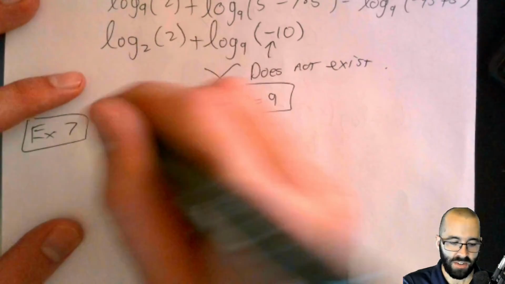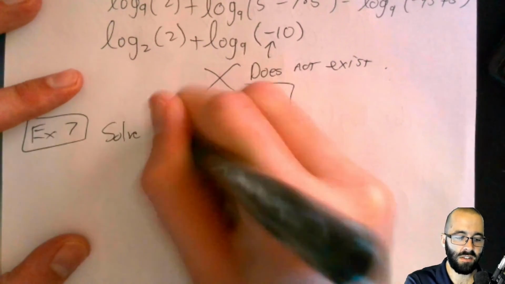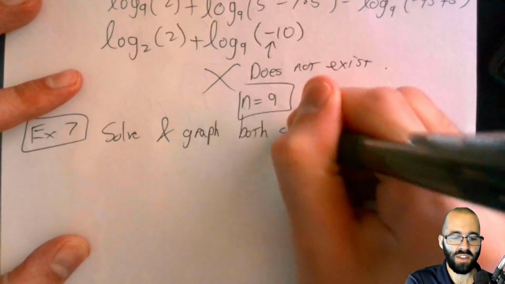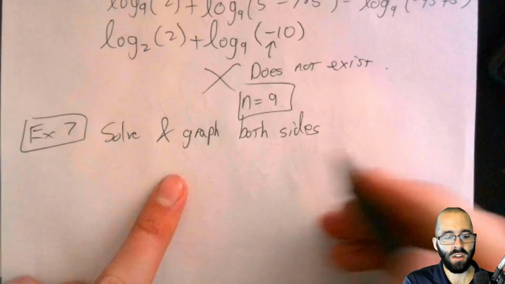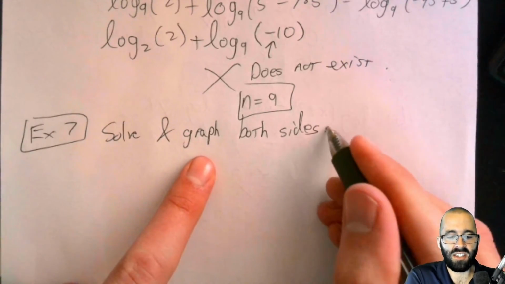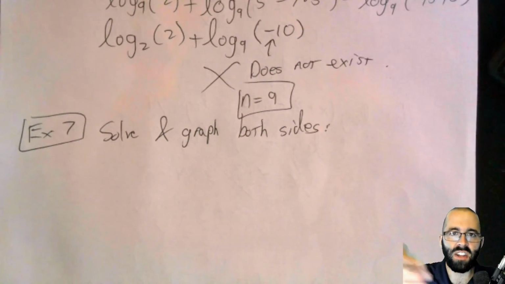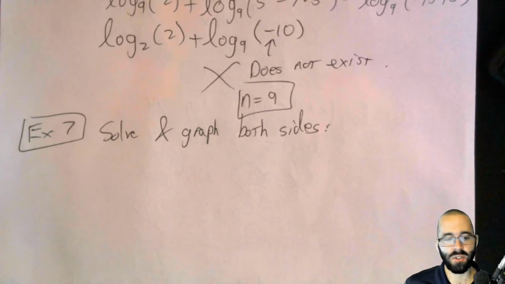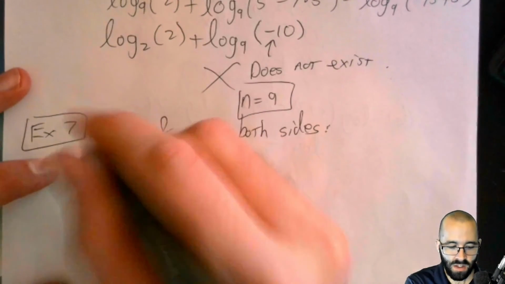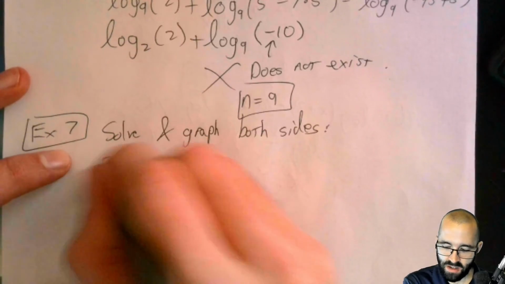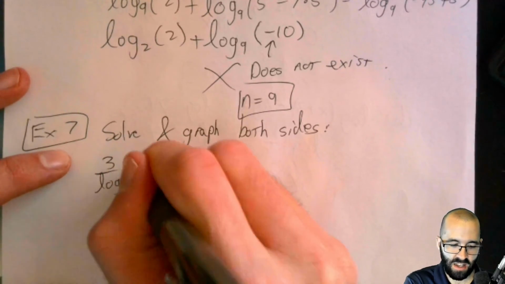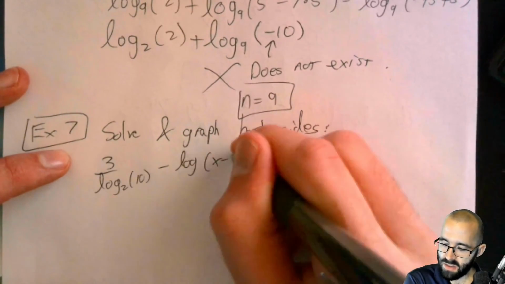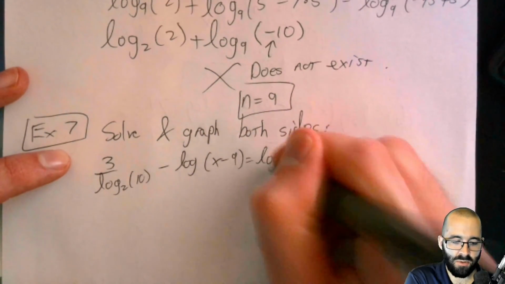Example 7. Solve and graph both sides. And again, just like I mentioned before, this is just good to see, to have a conceptual reflection of what's going on. I'm not going to ask you to use a graphing calculator or Desmos on your quiz or exam. All right, so we've got 3 divided by the log base 2 of 10 minus the common log of x minus 9 is equal to the common log of 44.